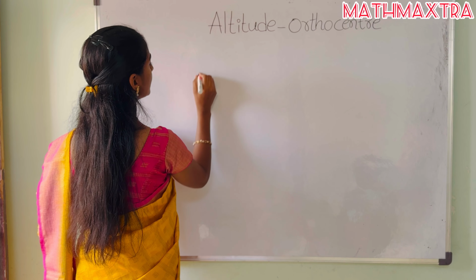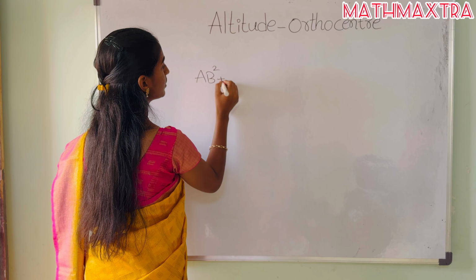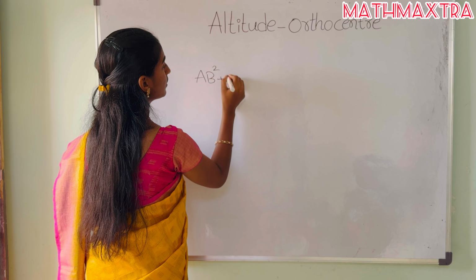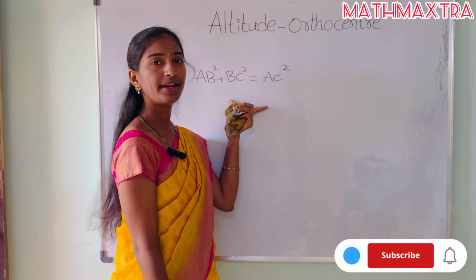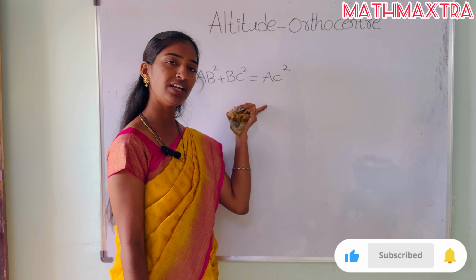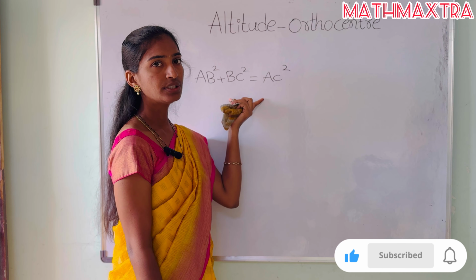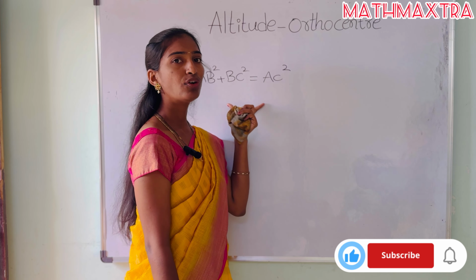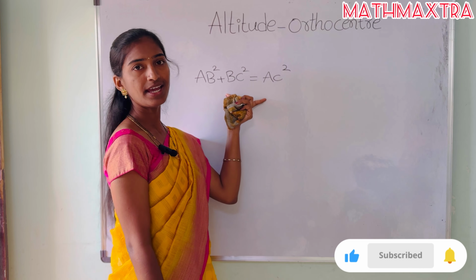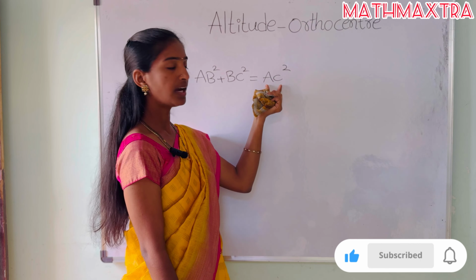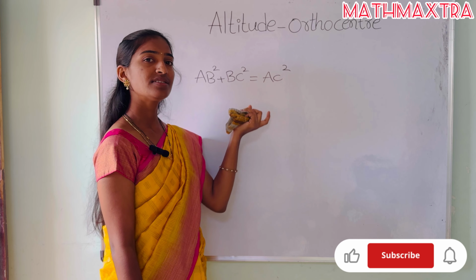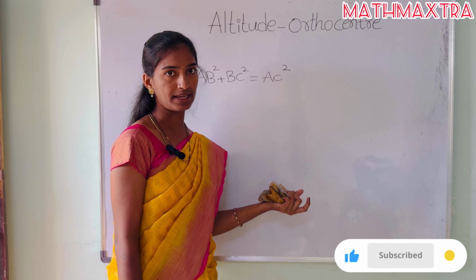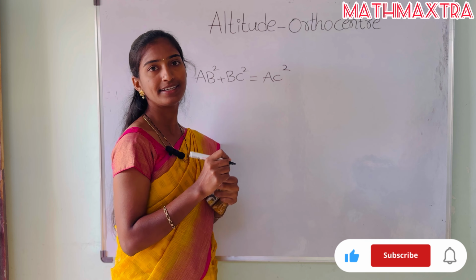Suppose a question gives the relation AB square plus BC square equals AC square, and asks for the orthocenter of this triangle. By looking at this relation, we know that this is a right angle triangle, and AC is the hypotenuse. We know very well that for a right angle triangle, the orthocenter is always at the vertex at the right angle.